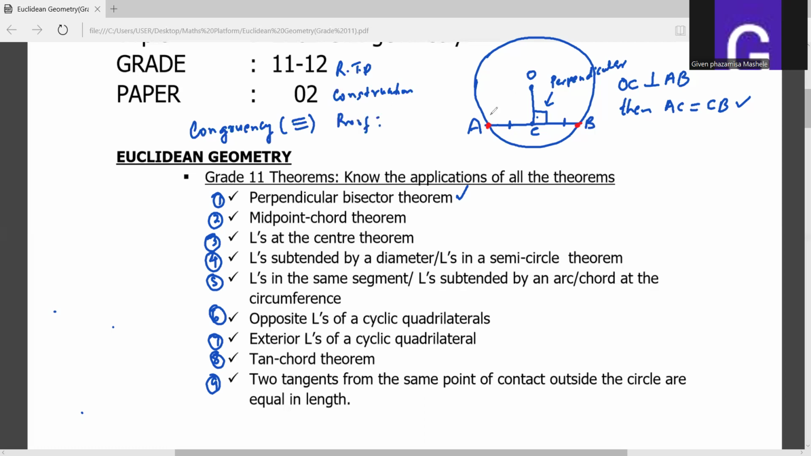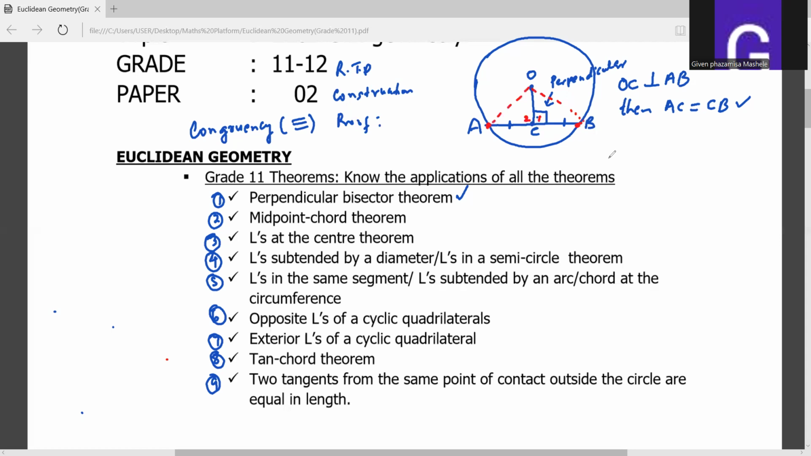So in this one, it means if you want to prove theorem 1 by using congruency, under construction, we need to join line OA and also join line OB. And we specify these two triangles to say in triangle OAC and triangle OBC, what are the conditions that make these two triangles congruent?